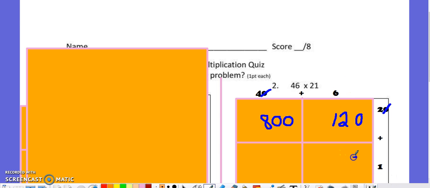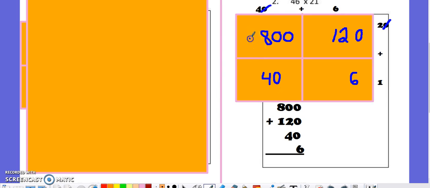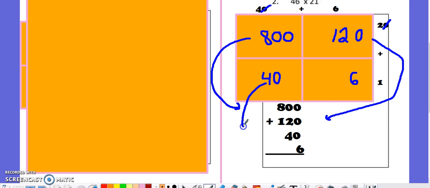6 times 1 is 6, and 40 times 1 is 40. Now we're ready to take these 4 and add them. So I've transferred my 800. Since it's worth the most, I put it on top. Make sure the place values are matchy-matchy, now with 120 in the second line. And then my 40 goes directly underneath that. And my 6 is the very last one.